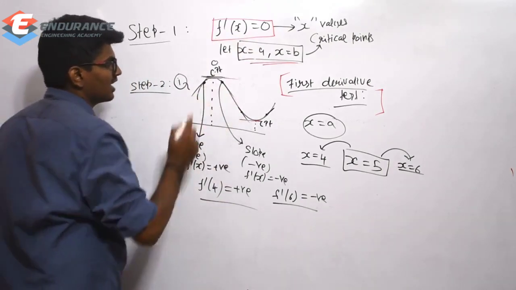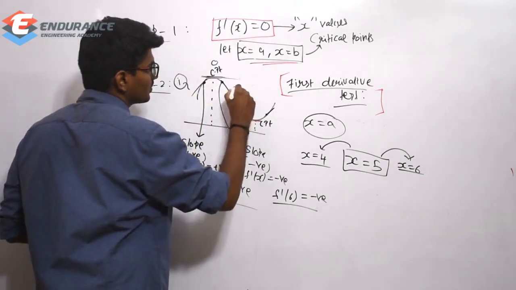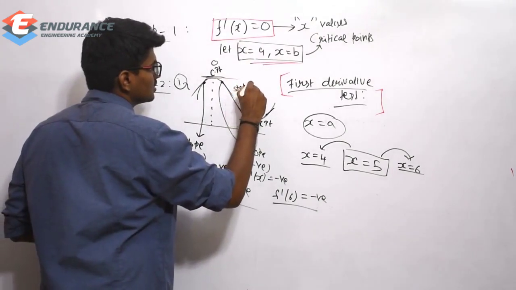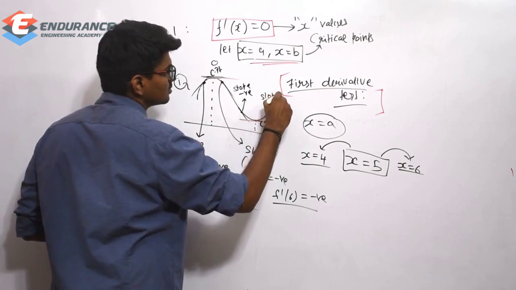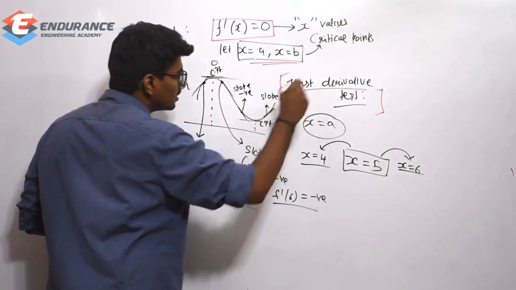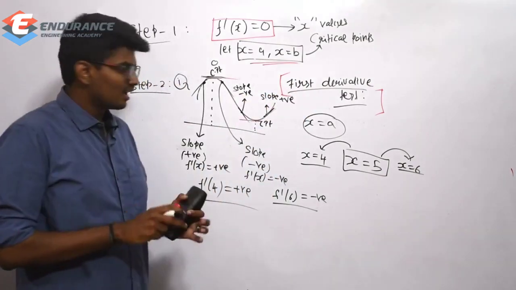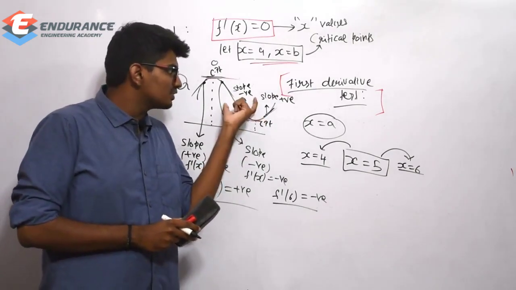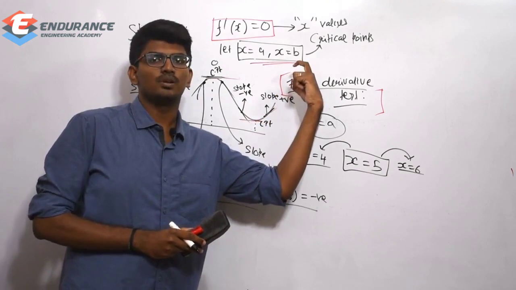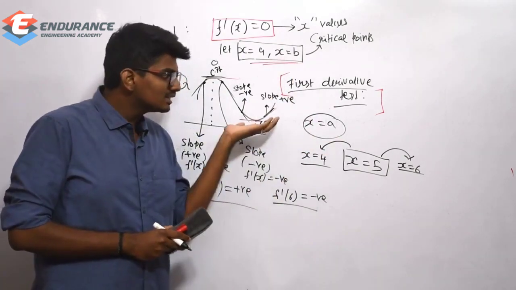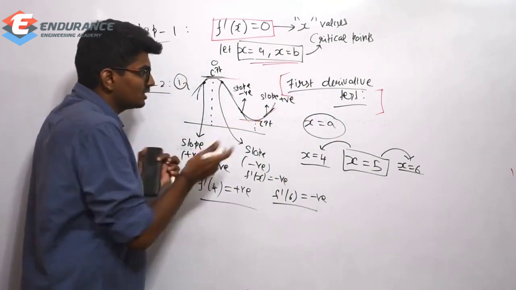Now come to this case, what is happening here? Here the slope is negative, here the slope is positive. So what you can observe here: if the slope changes from negative, reaches 0, and then increases to positive, then it is minima, right? Because the value is minimum.